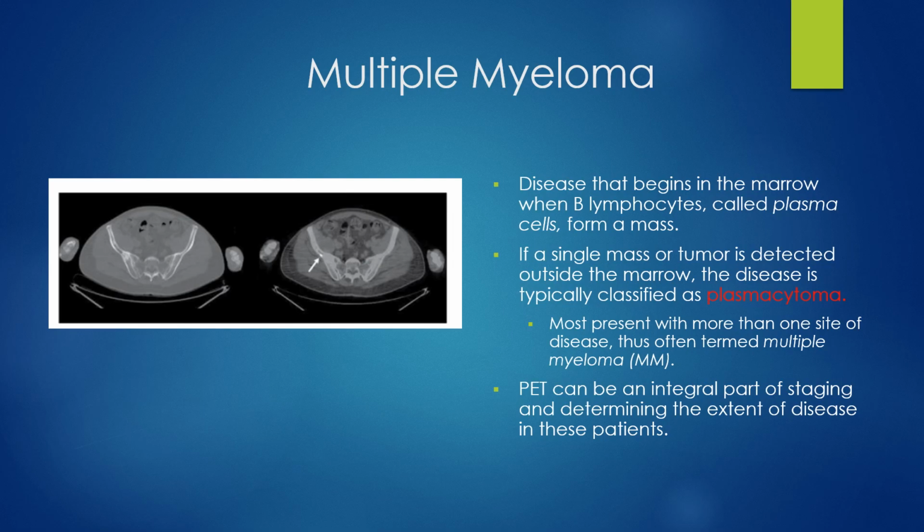So the image here is a patient with a history of plasmacytoma after radiation therapy, and it illustrates recurrent disease within the right ileum. CT scan is on the left.